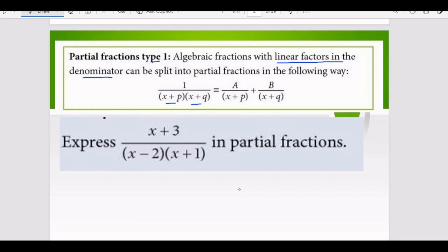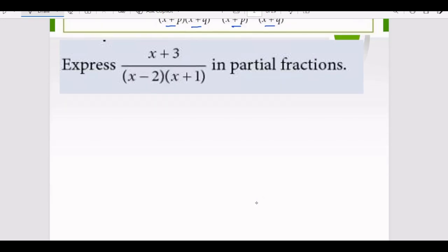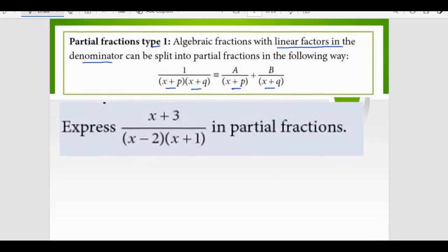If you see two linear expressions in the denominator, then you will have a over x plus p and b over x plus q. Then we will find these a and b, which are constants, according to the given terms. Like here we have this example: express x plus 3 over x minus 2 and x plus 1 in partial fractions. As I said, this is partial fraction of type 1.